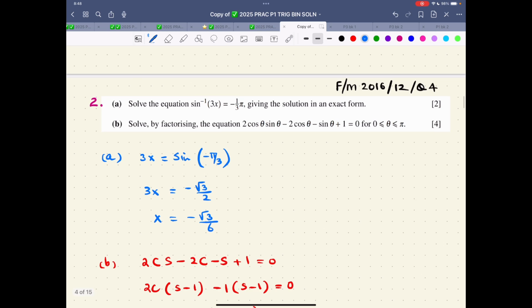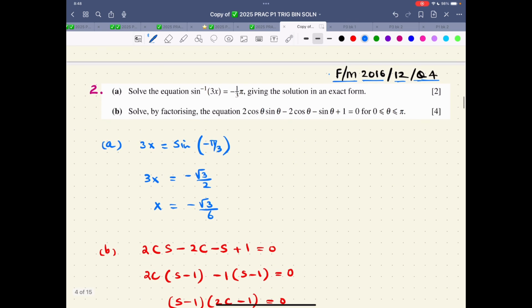The second question, that is February-March 2016, variant 1-2, question number 4a. So I'm a little bit particular whether it's February-March or May-June, I'm not very sure, but it's a past paper question, so let's just focus on this. Solve the equation sine inverse 3x is equals to -pi by 3. Give the solution in the exact form.